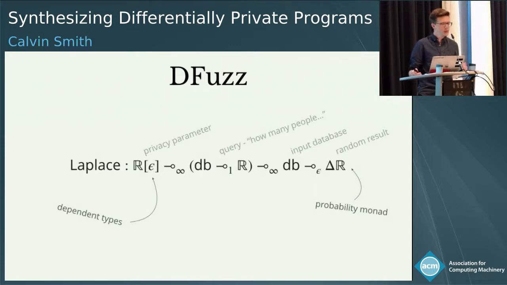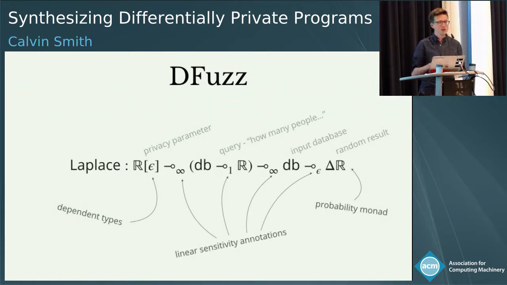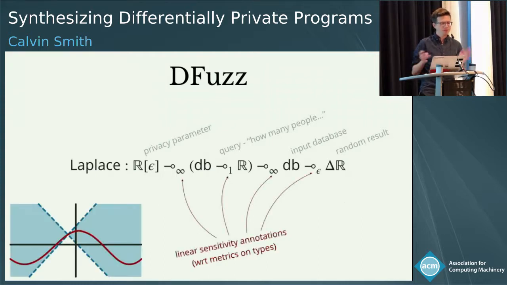And the last important feature is these linear sensitivity annotations. Anytime we see this function application, this linear implication, we annotate it with an index that basically says how much the output can change given a small change in the input. This is all done with respect to the metrics that we have on every single type. So for every type in the system, there exists a metric. If you have lists, you need to understand the metric for the type of lists, for example. And effectively, this is a form of continuity or robustness.